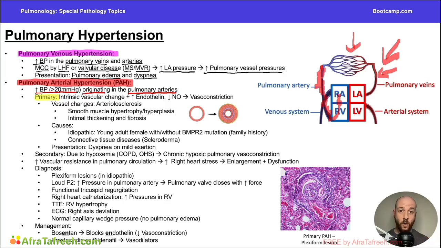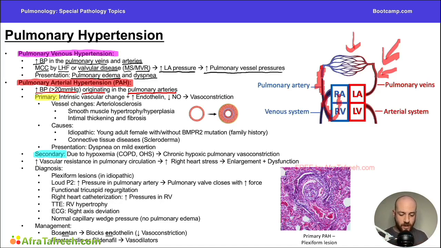Now, pulmonary arterial hypertension can be subdivided into primary pulmonary arterial hypertension, which is a problem with the pulmonary artery itself, or it can be classified as secondary when there's an underlying condition that's just causing vasoconstriction of the pulmonary artery. So first, let's start off by talking about primary pulmonary arterial hypertension. And in terms of the pathogenesis, there's kind of two parts of the pathogenesis that you want to keep in mind.